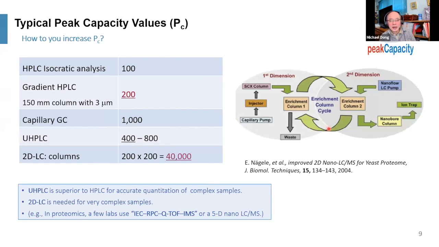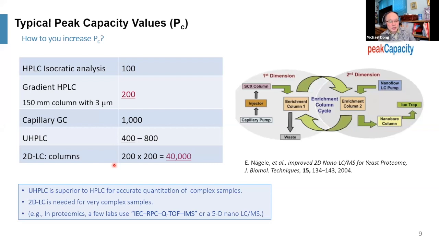Now, what is it, and what are the common values? So isocratic analysis, typically up to 100 peaks you can separate in a chromatogram under isocratic conditions. If you have a gradient HPLC, using a pretty good column, a 3-micron column, 15 centimeters long, peak capacity is up to about 200 peaks. Now, that doesn't mean you actually can separate 200 peaks to baseline, right? It means that it can fit 200 peaks. If they are irregular peaks like an oligomer, right? And if you're lucky enough, they behave perfectly, you can line up 200 peaks one by one.